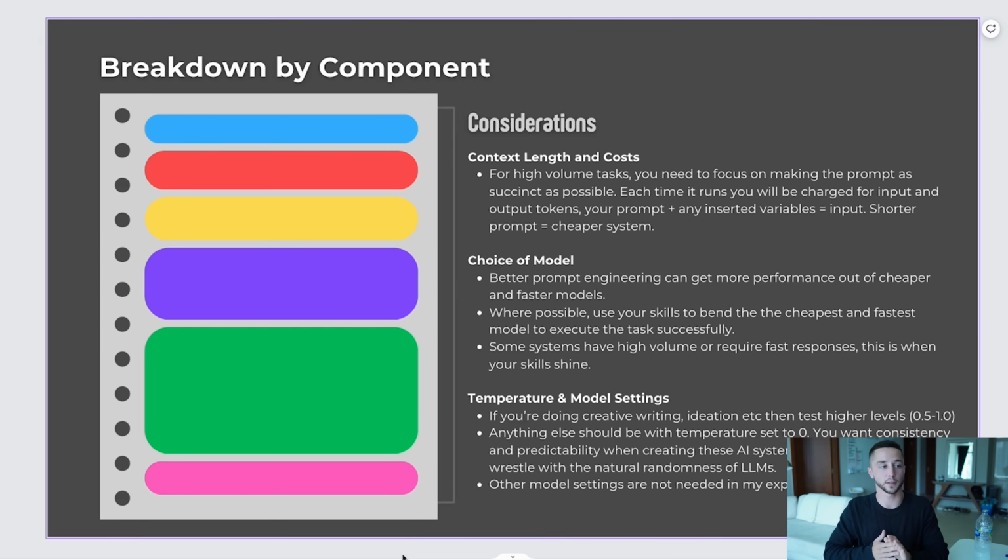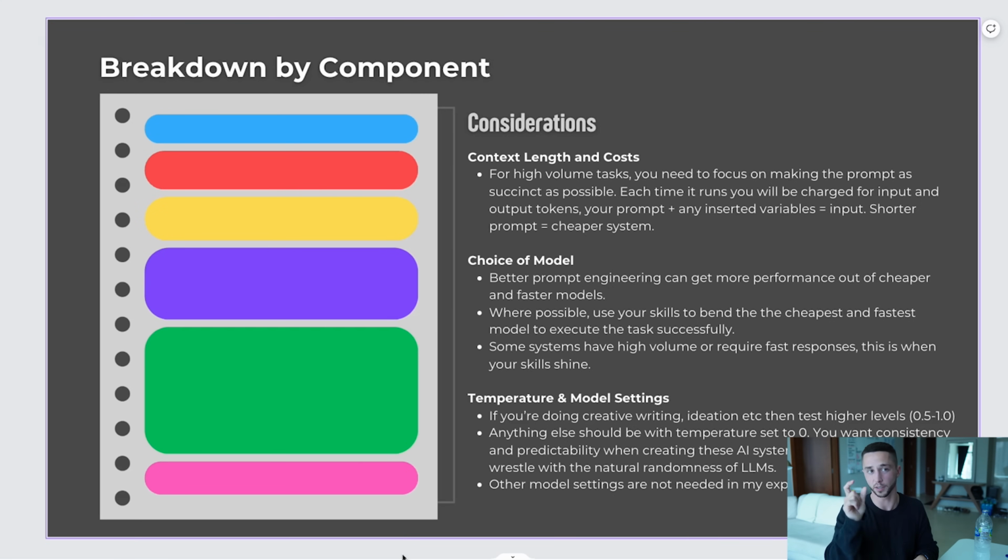Context, length, and costs, as I mentioned earlier, for high volume tasks, like this example of an email classification system. I guess it's not too high volume, but if this thing is doing like 50, 100 reps a day, it's really being put through the ringer, and there's a lot of volume going through the task that you're building. You need to focus on making that prompt as short and succinct as possible, because every time you run it, you are charged for the input and the output tokens.